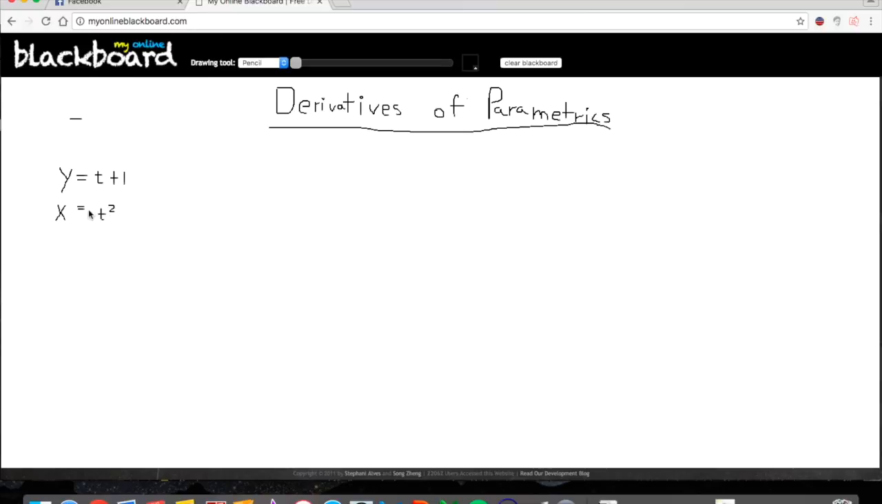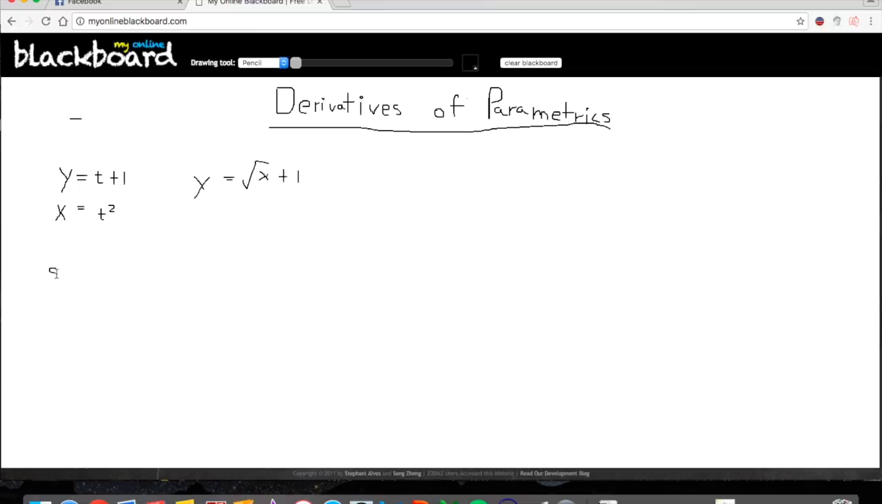Then we can obviously express y in terms of x. So if t is equal to radical x, then we can just say that y is equal to radical x plus 1. However, this is a very simple example. This is just review, of course, but let's try and find the derivative of this.